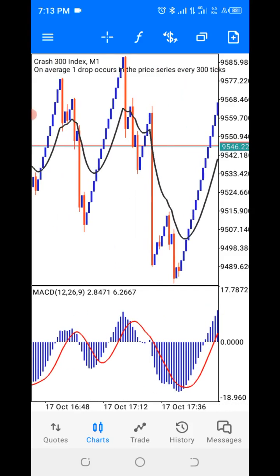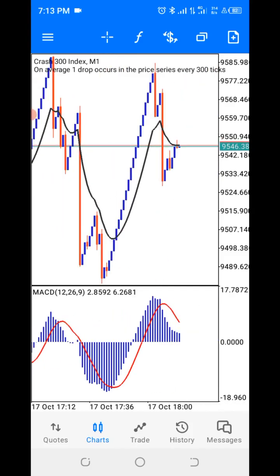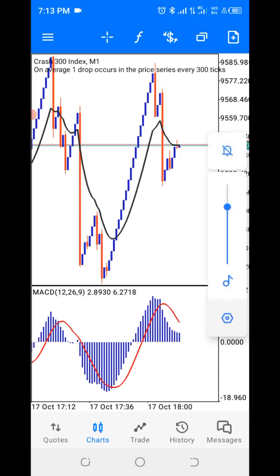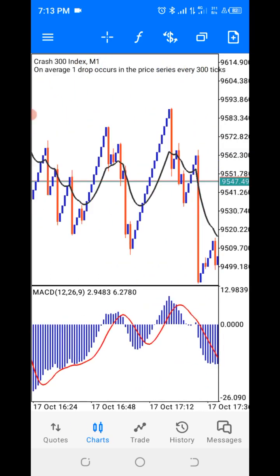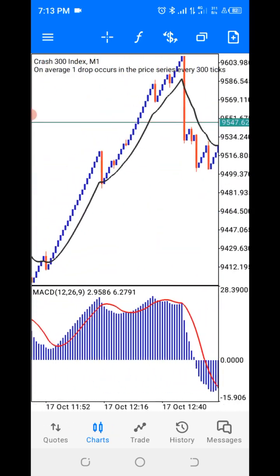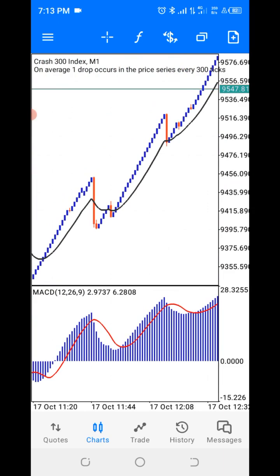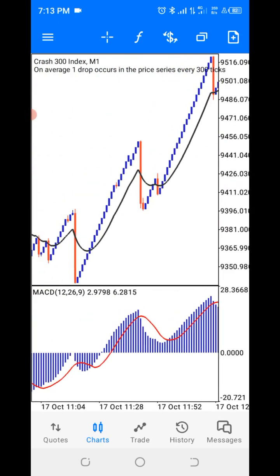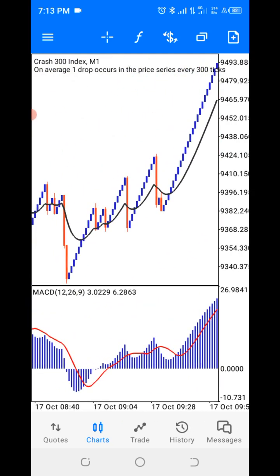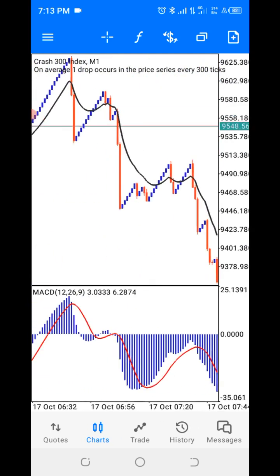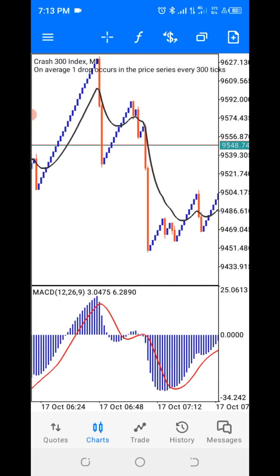Alright, so today I'm back again with another strategy that we can use to trade Crash 300, Boom 300, and Crash 1000 solidly. The strategy is a very simple one; we don't need many indicators. We are just using two indicators, and they are very leading and very powerful indicators.